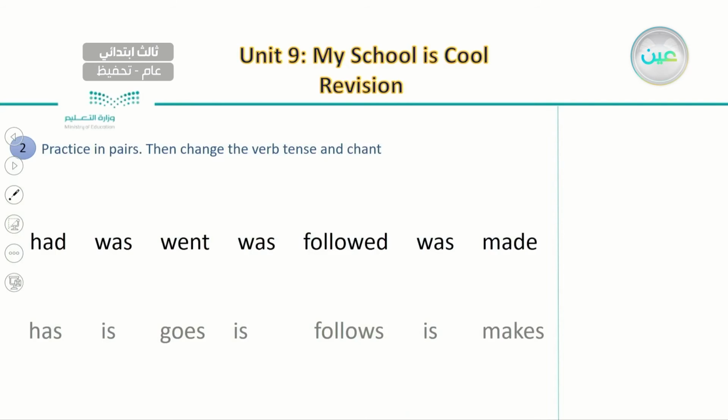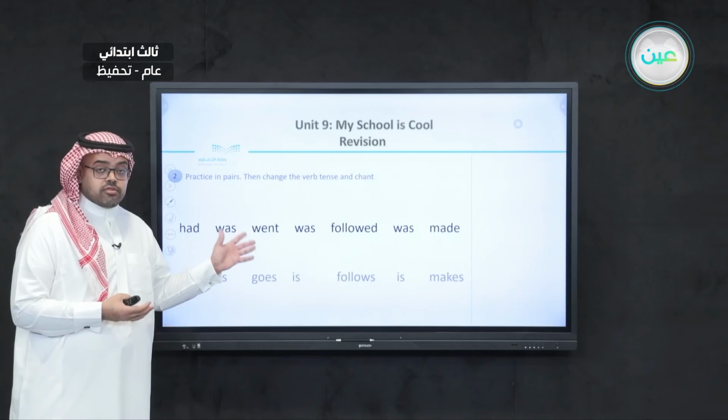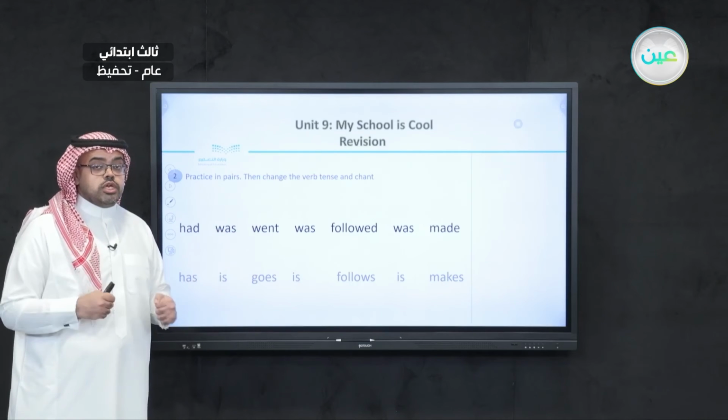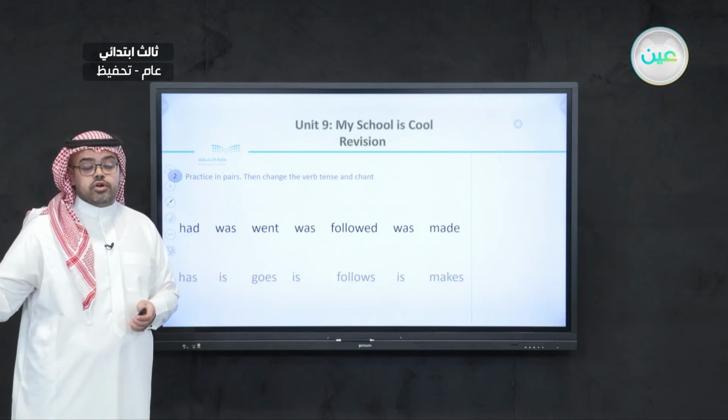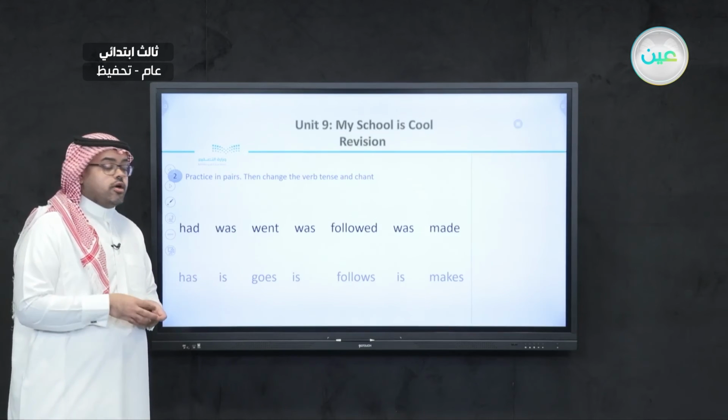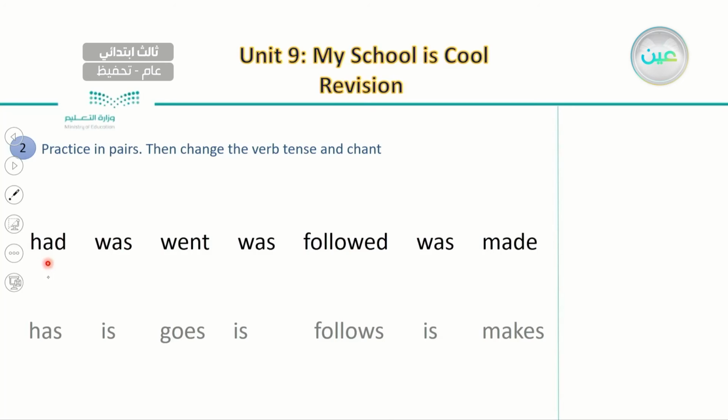So in this chant, we said that it is written in the past because we see verbs in the past form. And we said that we need to rewrite it. And how do we do this? By changing the verbs in the past to verbs in the present. So we change had to has, was to is, went to goes, followed to follows, and made to makes. And the chant became like this.